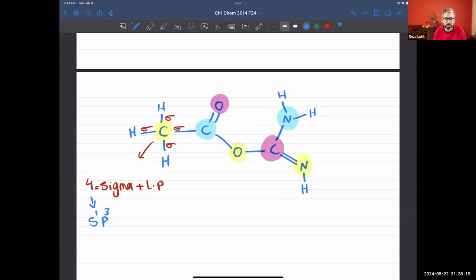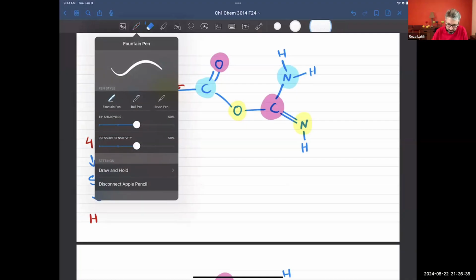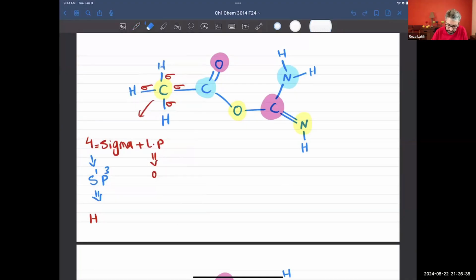What's going to be the bond angle? Expected bond angle for sp3, if there is no lone pair, and in this case we don't have a lone pair, we have 0 lone pair. For example, between these 2 hydrogens, I expect theta to be around 109.5 degrees. You can assign theta somewhere here, and that theta is also going to be around 109.5.